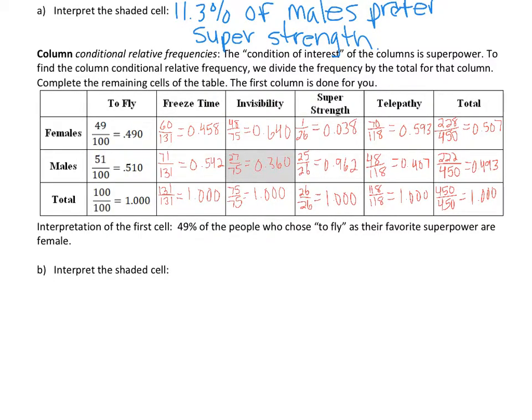We have our condition of interest is the superpower. So we want to talk about the superpower first. So 49% of people who chose to fly are females.